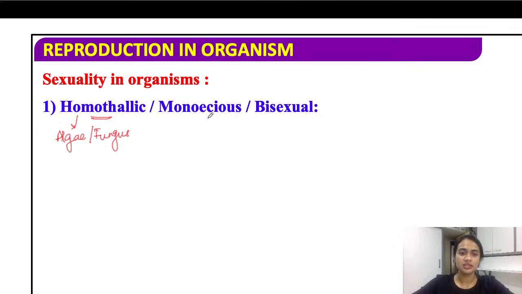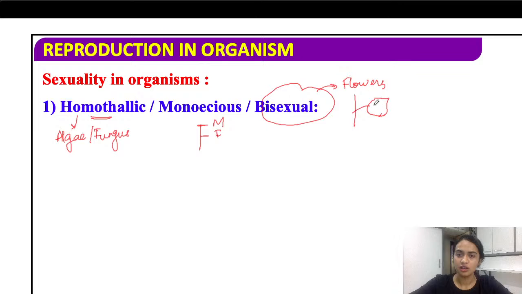Monoecious is mostly referred to an organism or a plant in which, in a single organism, it will bear both male and female reproductive parts. And bisexual is mainly referred to flowers. So in a single flower, we can expect them to have male and female parts. That is bisexual. This is an illustration for the monoecious, and homothallic will refer only to the algae or the fungus. So somewhat they mean the same.